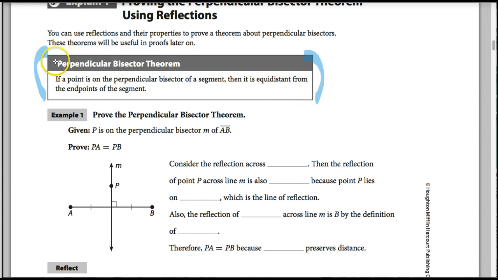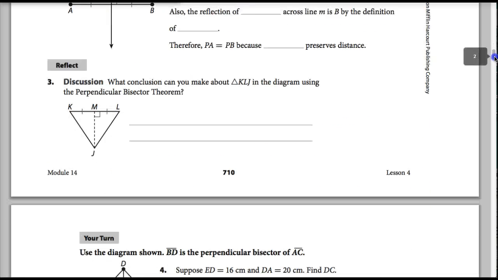The perpendicular bisector theorem basically says if a point is on the perpendicular bisector of a segment, then it is equidistant from the endpoints of the segment. What that means is if there's a point here and this happens to be a perpendicular bisector, then this and this measure the same, and it doesn't matter where that point is. If the point was right here, then this line and this line would measure the same, and that's all that means. Of course you have to understand it, but you just have to kind of memorize it and then use that to solve math problems.